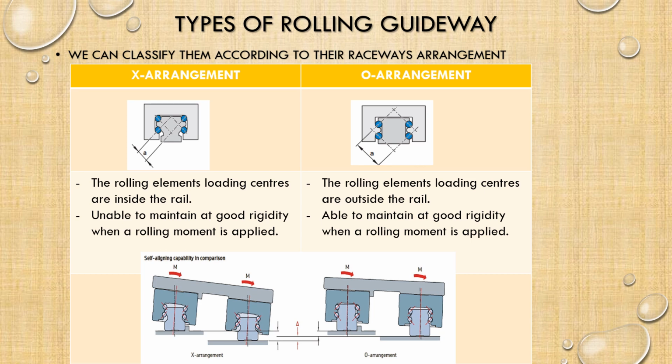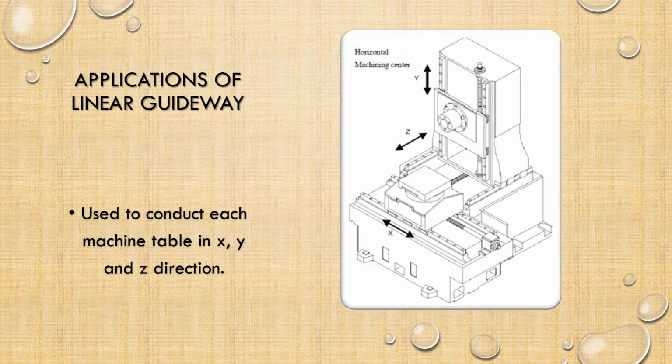We can classify rolling guideway according to the raceway arrangement. First is an X arrangement. The rolling element loading centers are inside the rail. It's unable to maintain a good rigidity when a rolling element is applied. Second is an O arrangement. The rolling element loading centers are outside the rail. It's able to maintain a good rigidity when a rolling element is applied.